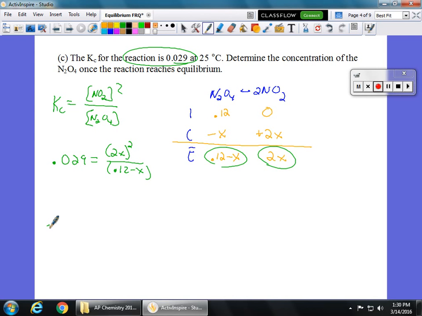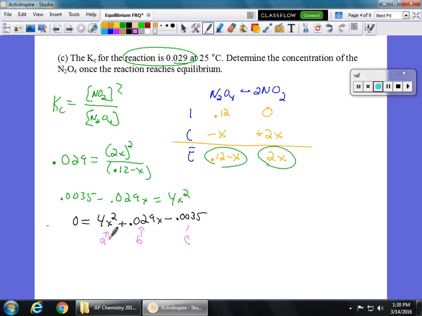Now at this point, this is going to give us a quadratic equation. So if I multiply through our values, we're going to get 0.0035 minus 0.029x equals 4x squared. Now if we bring everything over and set it equal to 0, I'm going to get 4x squared plus 0.029x minus 0.0035. And so we're left with our values for our quadratic, our A, B, and C values that we can put into the quadratic equation.